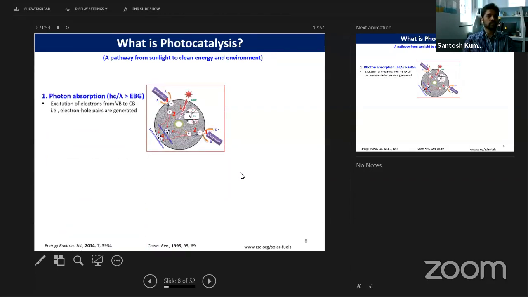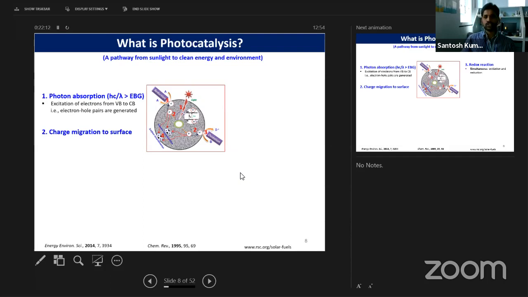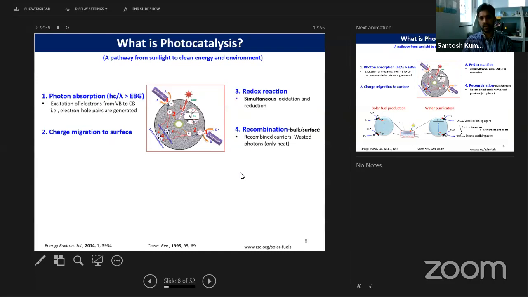You can see here, the first step is the photon absorption. As I said, when you irradiate it with light energy which is equal or higher than its band gap energy, there is a light absorption. And then in the second step, what happens is the charge migration to the surface. The charge carriers, that is the electron in the conduction band and the hole in the valence band, migrate to the surface. And the third step is the redox reaction, that's the simultaneous oxidation and reduction, where on the surface the electron undergoes the reduction, whereas the hole undergoes the oxidation.